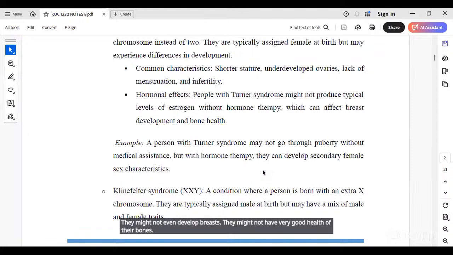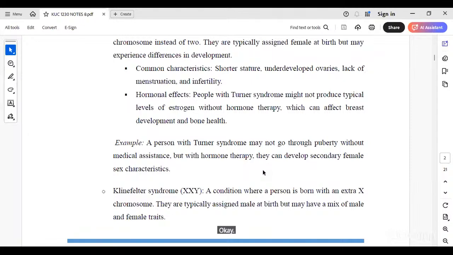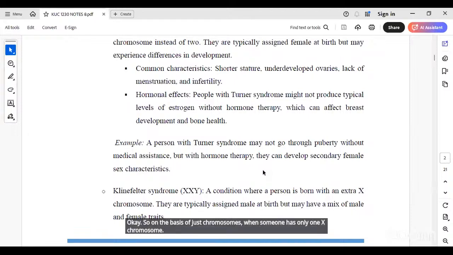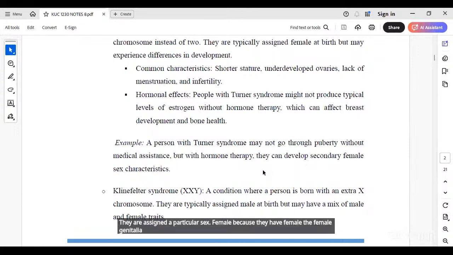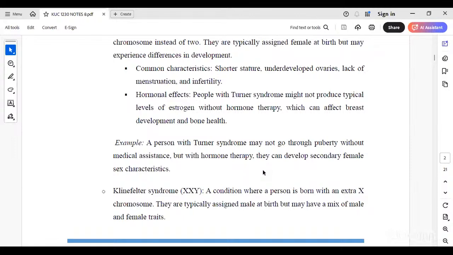They might not have very good bone health. So on the basis of just chromosomes, when someone has only one X chromosome, they are assigned a particular sex, female, because they have female genitalia. But when you proceed beyond there, you realize that they suffer from many other deficiencies, which might prevent them from fully developing into a normal female. So that was the case when one has just one X chromosome.